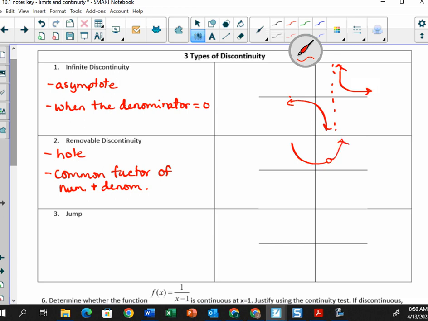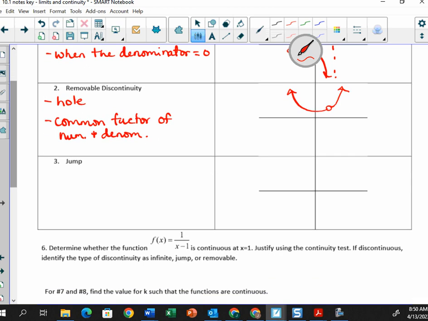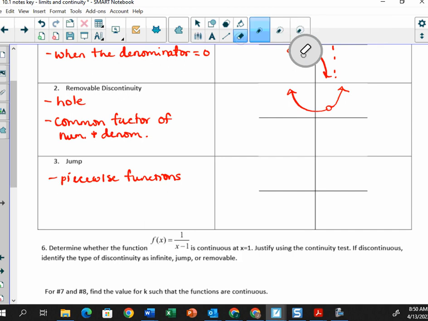So graphically, guys, that's what a hole looks like. A jump you usually see in piecewise functions. Piecewise, P-I-E-C-E. It does have pi in it.